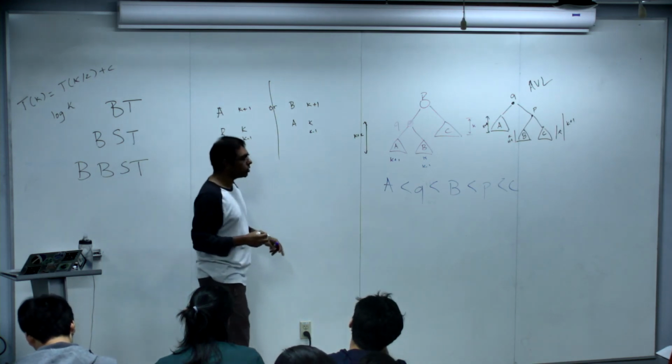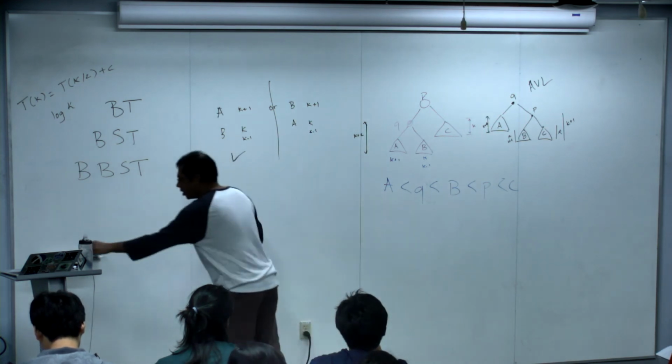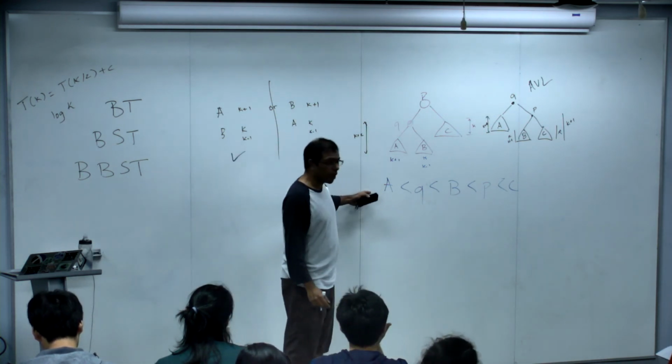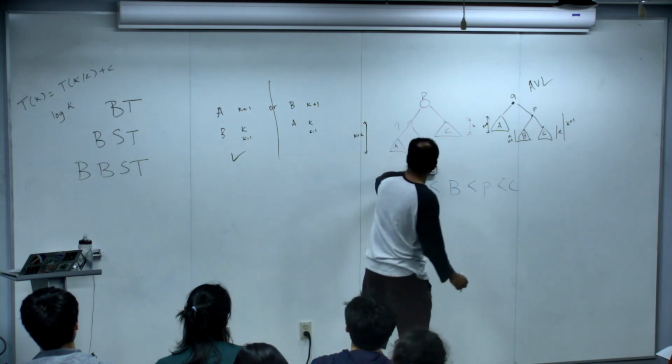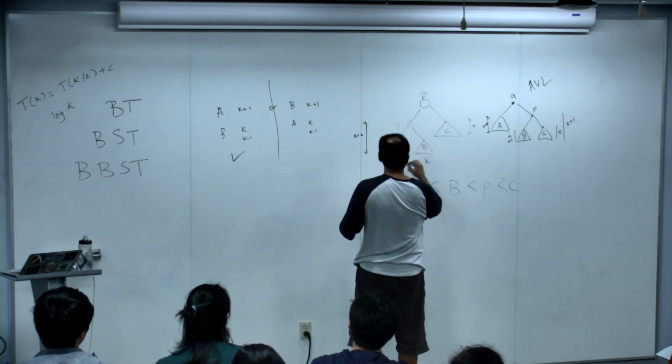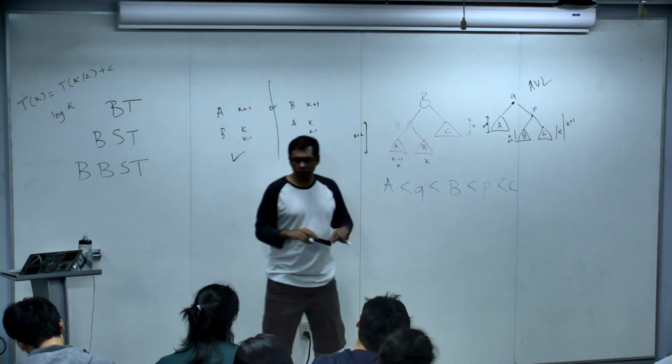Now, I want you to talk to your neighbors and do this case. So now we flip things around. Has anything changed about this? No. Nothing's changed here. But now we have that this has size K, this has size K minus 1 or K. Go.